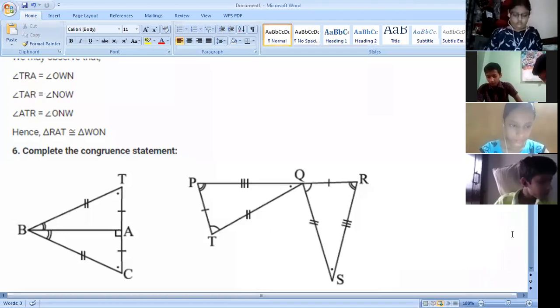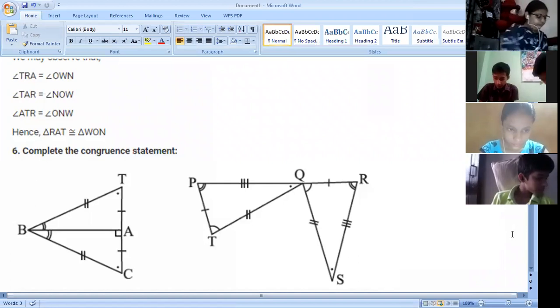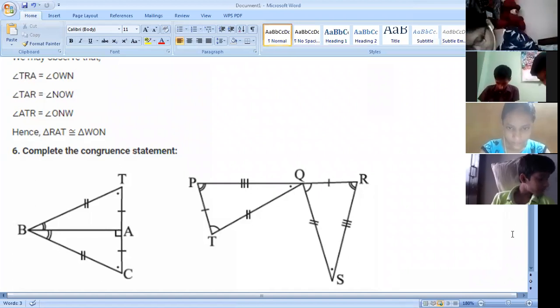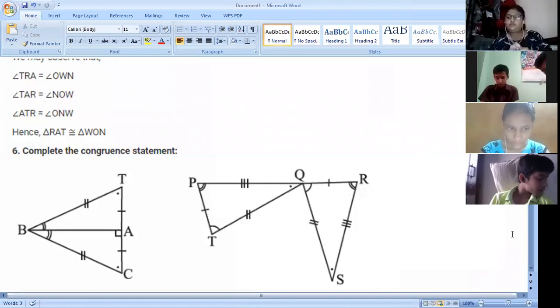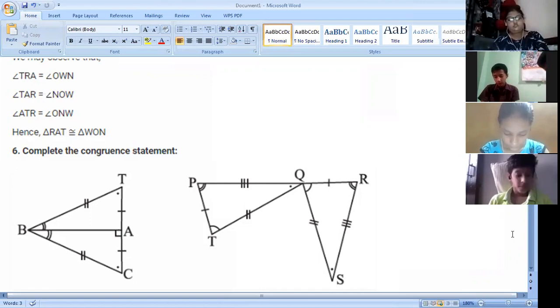Complete the congruent statement. So there are two triangle figures which are given. Triangle BCA is congruent to which triangle? Triangle and triangle QRS are congruent to which triangle? So let's see the first diagram. First of all, everyone, just see the first diagram. Can you tell me which side is equal to which side?